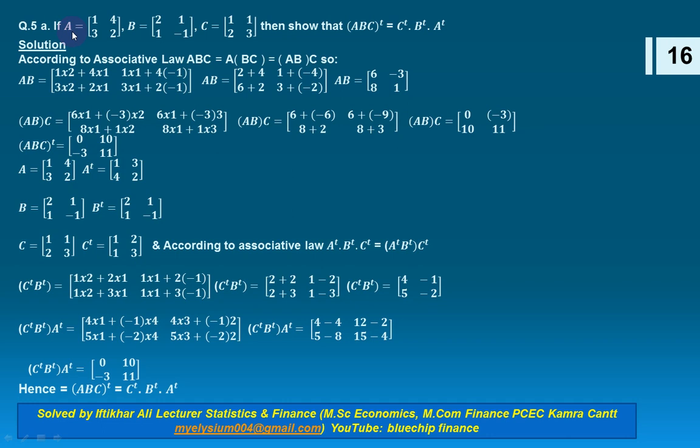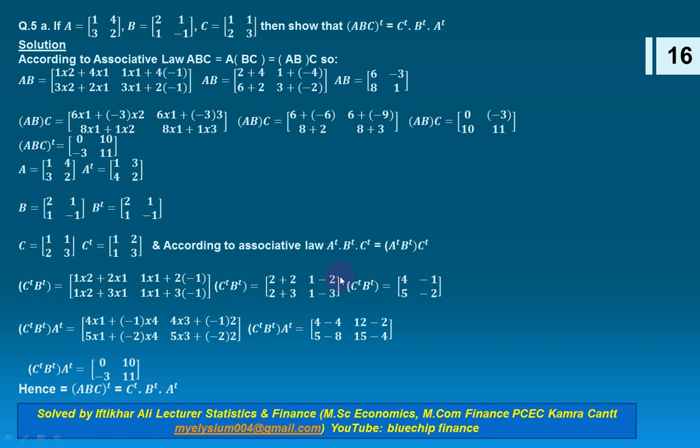A is 1 4 3 2, and A transpose will be 1 4 3 2. B is 2 1 1 minus 1. B transpose will be 2 1 1 minus 1. Simply, we are converting the rows into columns, and that is the transpose. Similarly, we will calculate the C transpose, and now we have to multiply all these three.